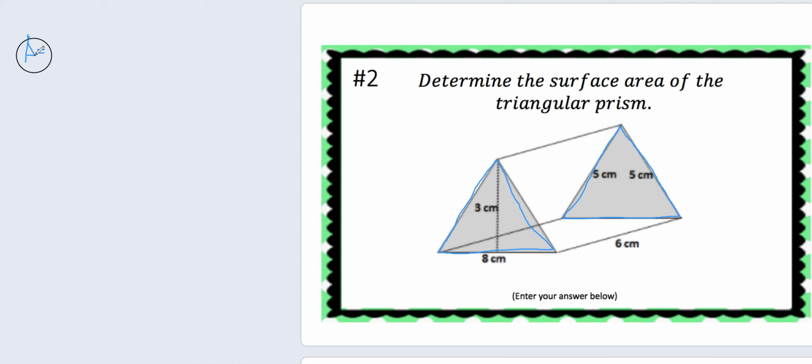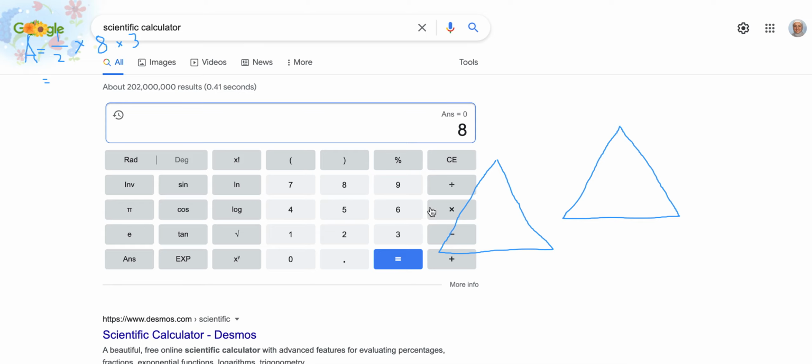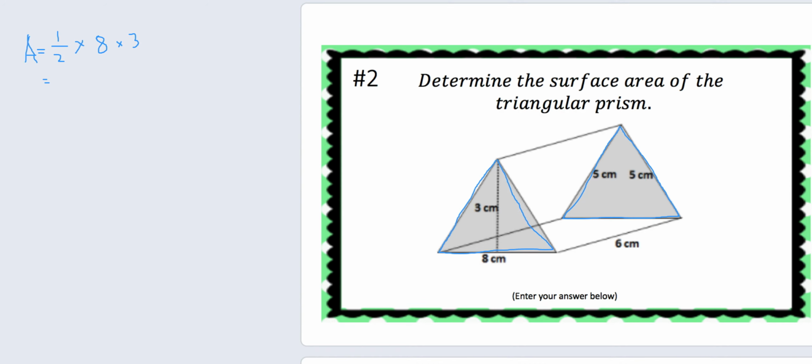So the first thing we're going to do is we're going to write A equals half times base, which is 8, times height, which is 3. And that is going to be equal to, you can use a scientific calculator here, go to Google. So 8 times 3 times 0.5, which is half, and that gives us 12. So that's going to be equal to 12 centimeters squared because it's area, right?